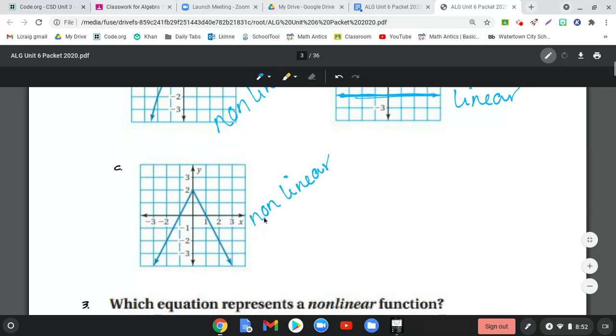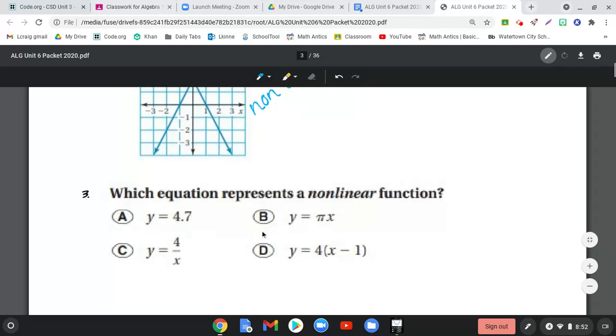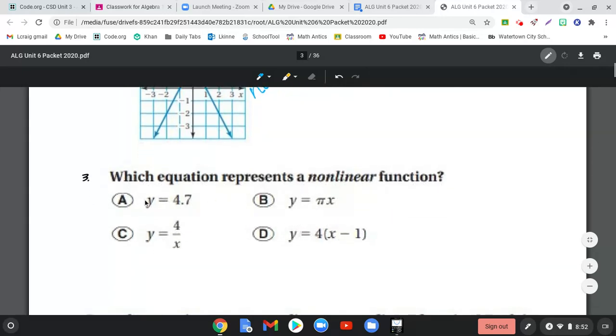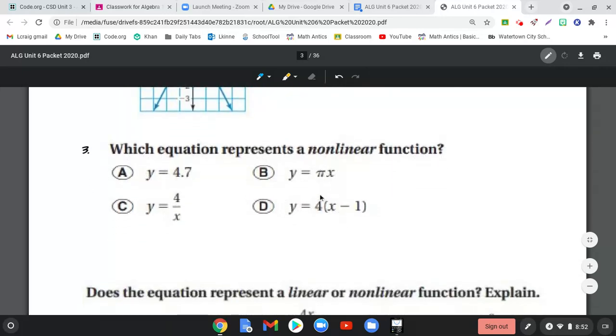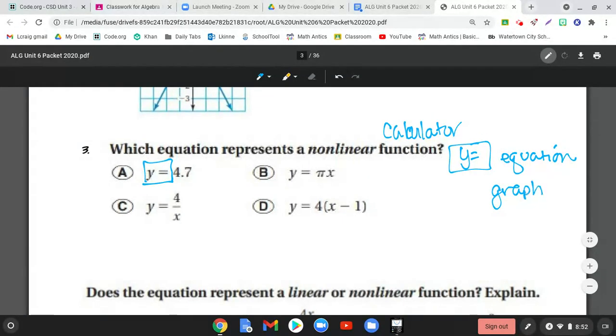Super easy with graphs. All right, equations might be a little bit trickier, but guess what? You are going to use your calculator. Anytime you are putting an equation in, you're going to just hit y equals, type in the equation, and then we're just going to look at the graph. I mean, you could see it in the table too, but you'd have to count. Why not just look at the picture?